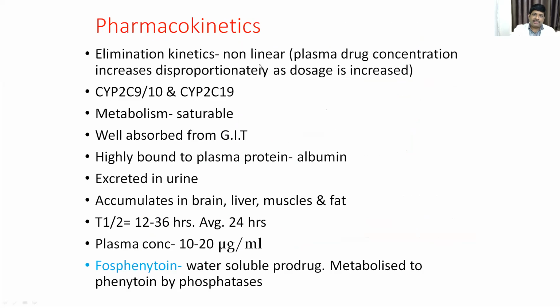Pharmacokinetics: elimination kinetics is non-linear, degraded by CYP2C9 or 10 or CYP2C19. Metabolism is saturable, well absorbed from GIT, then bound to albumin, excreted well in urine, accumulates in brain, liver, muscles, and fat. T-half is 12 to 36 hours, average 24 hours. Plasma concentration is 10 to 20 microgram per ml. Fosphenytoin is another drug, a congener of phenytoin. It's a water-soluble prodrug metabolized to phenytoin by phosphatase. So fosphenytoin will be metabolized to phenytoin first by the enzyme phosphatases.